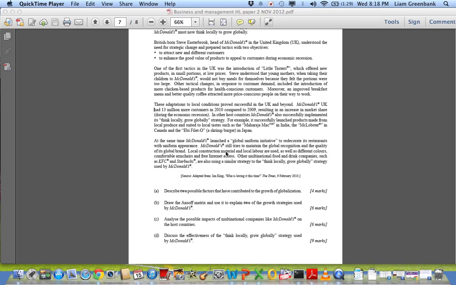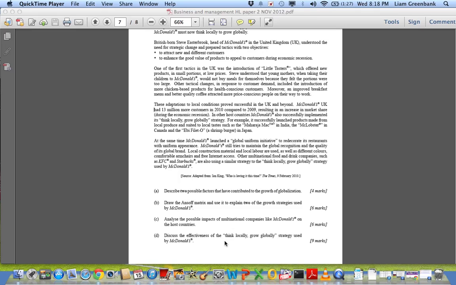Third paragraph, fourth paragraph. Where are we here? Have we got any more stakeholders? Okay, local construction material and local labour are used. So maybe that might help us in terms of linking to this last question.